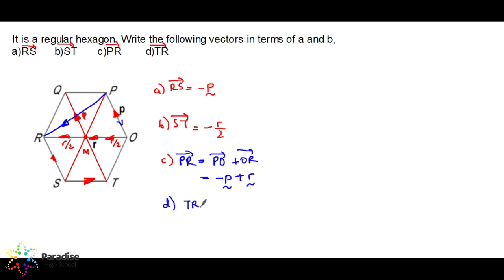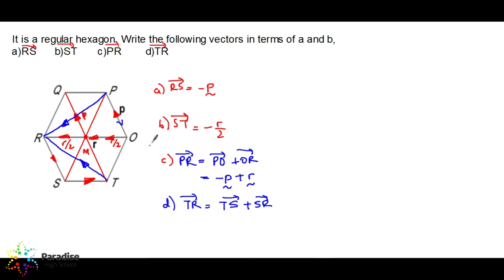Number D, TR. Okay, where is TR? TR is here. Let's draw TR. That's the direction. So TR is equal to, I know ST and RS. It is already found in the beginning. So I will use this loop here. I will start from the tail and go around to come back to the nose. So this is going to be TS plus SR.